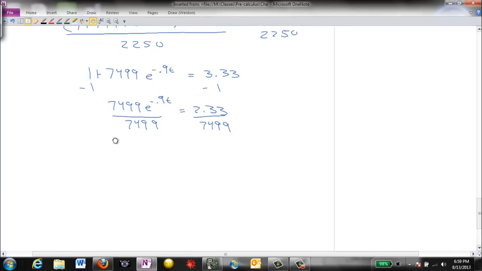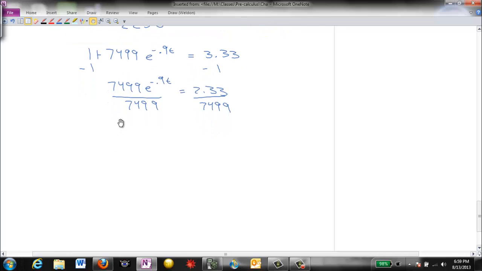Okay, give me some more room to work here. These problems are long. Okay, so the 7499s cancel out. So I get e to the negative 0.9t equals, and then over here on the right-hand side I get 0.000311. You can verify that in your calculator if you wish. And then I'm right back at this stage now. I have the exponential isolated over here on the left-hand side.